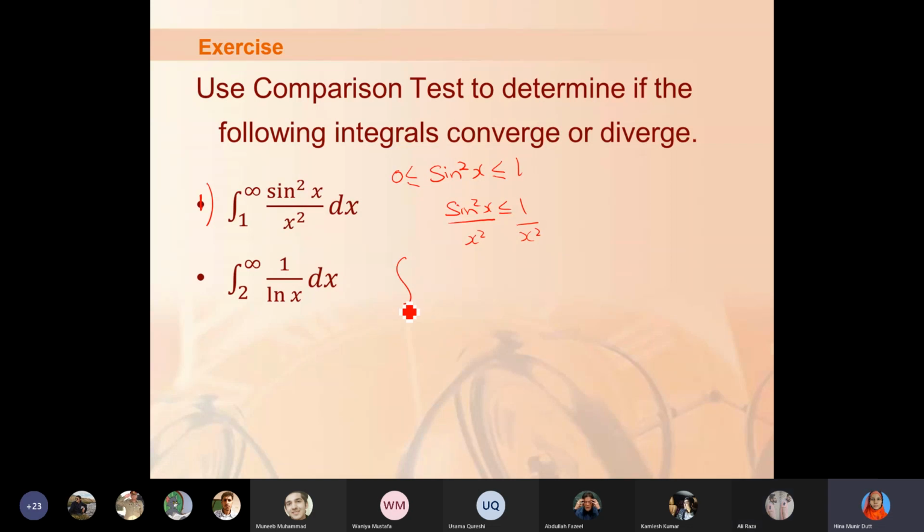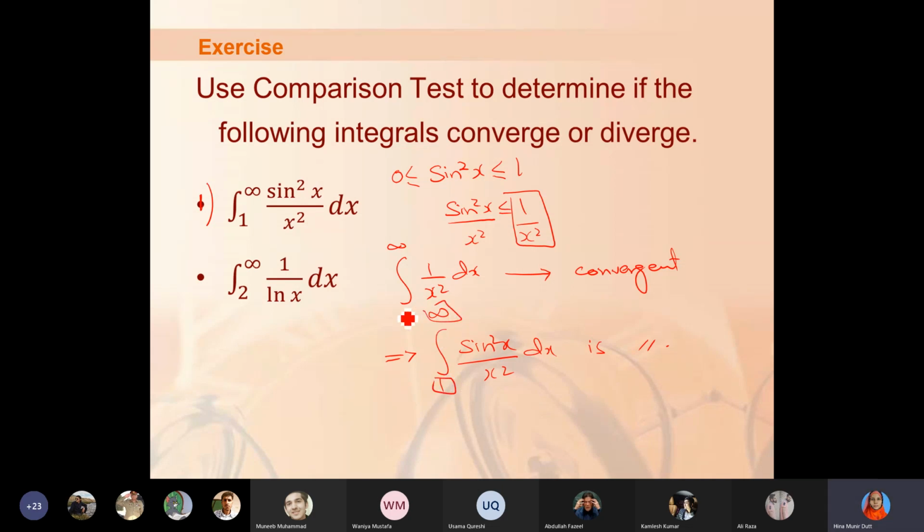Now, what about this 1 over x square dx? What about this integral? We have seen that for p greater than 1, this integral is convergent. And since sine square x over x square is less than equal to 1 over x square, this is my top function, and the integral of the top function is convergent. So this implies that 1 to infinity sine square of x over x square dx is also convergent.